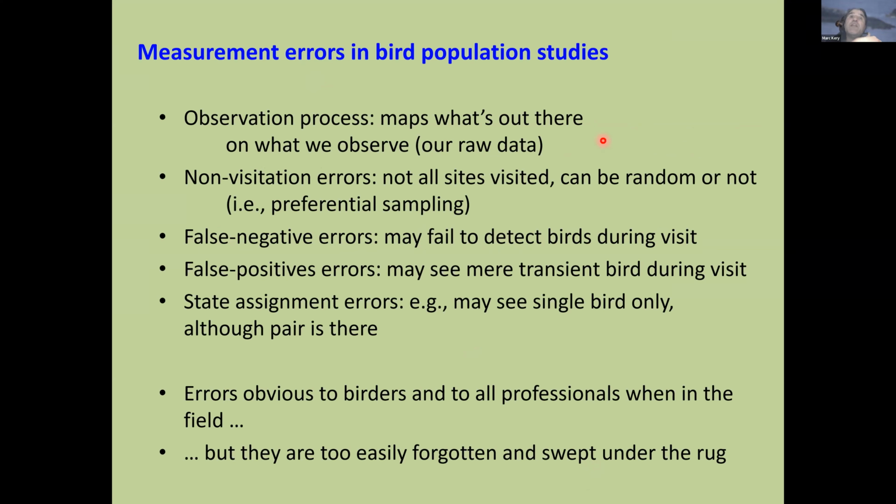And it is composed of at least four different types of sources of error. For example, non-visitation errors, which is when not all sites are visited. This can be random or not. The latter, again, can be called preferential sampling. We have false negative errors when we fail to detect the bird.